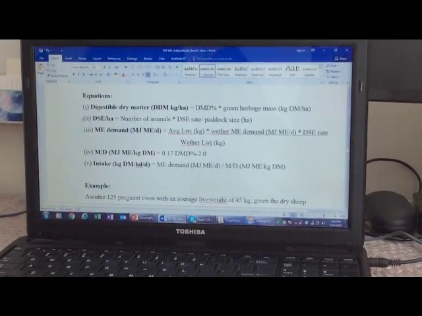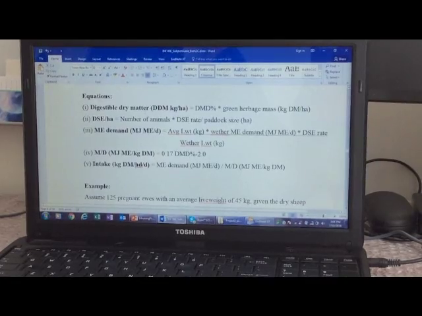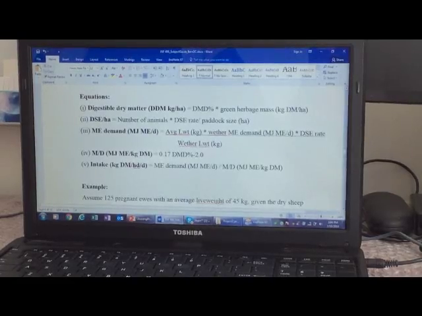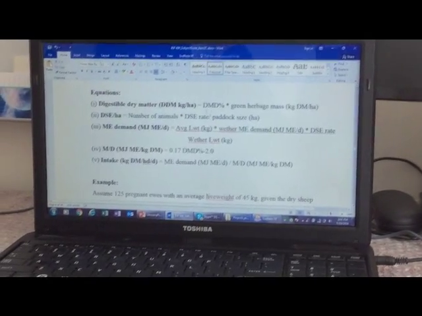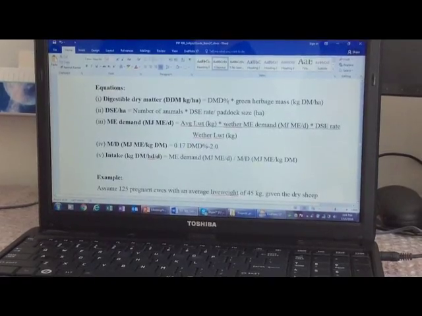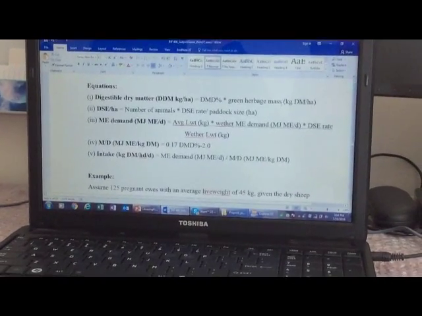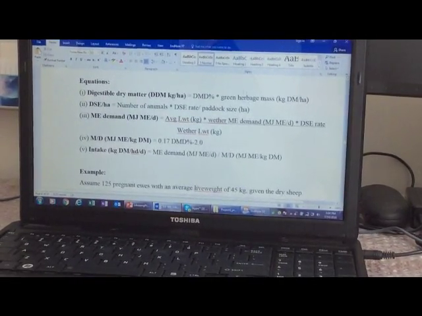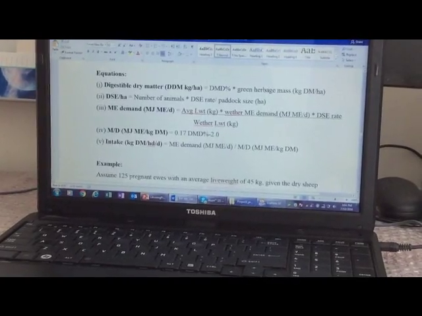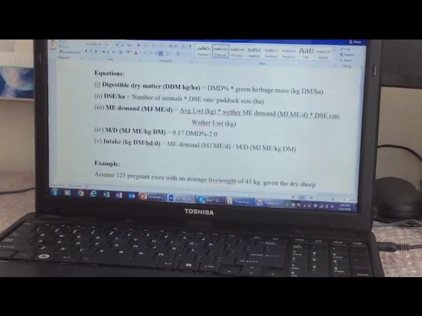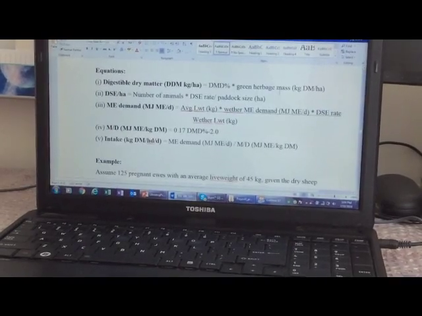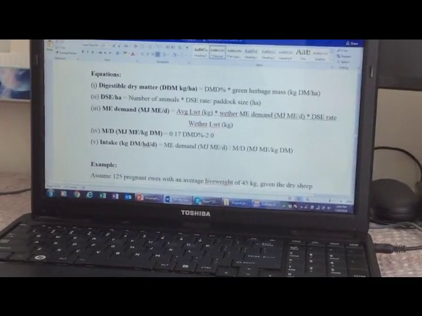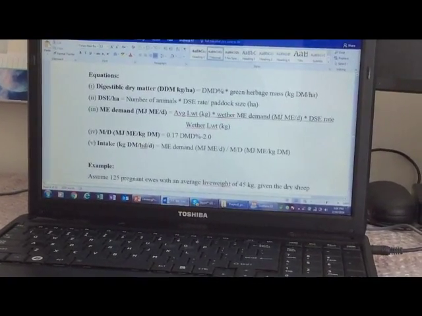In these equations here, the first one is digestible dry matter, which is the DDM per kilograms dry matter. It's calculated based on the quality. Remember when I said the dry matter digestibility percentage multiplied by the green herbage. When you put your animals on the paddock, they don't graze everything on the pasture. Not all the green herbage that you offer them is digestible. So you need to calculate how much is the digestible dry matter of that green herbage, whether it's for green or for the dead, by multiplying the green herbage mass with the dry matter digestibility percentage.